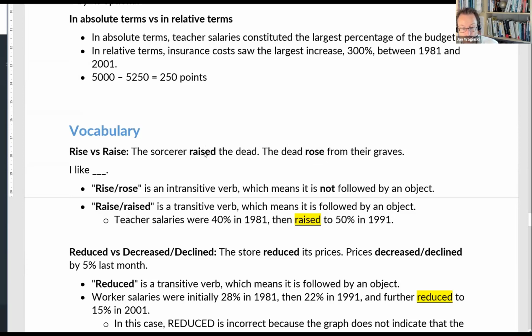So raise and rise are two different things. You can also think, if you go to the gym, for example, you raise the weight over your head, if you're doing like a shoulder press. Sunrise? Well, that's a noun. But that's a good example too. The sun rises at 7 a.m. It doesn't rise something. It just rises itself.